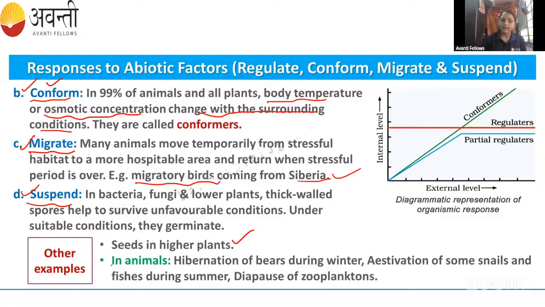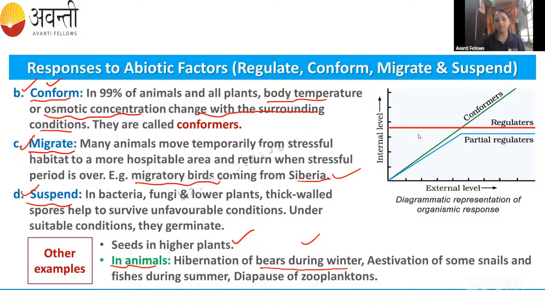Then coming to the examples in animals. If they ask about animals, it is hibernation. Here you can see bears during the winter go for hibernation. Hibernation means escaping from the severe winter. So that is called hibernation.